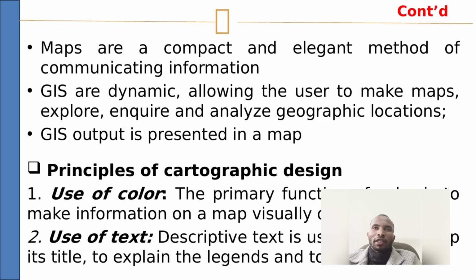And having covered the concept of data visualization, now we are going to proceed to the second objective, the principles of cartographic design. As you know, there are several types of cartographic design, but here we are going to define 4 types. The first one is the use of color. The primary function of color is to make the information on a map visually distinguishable.